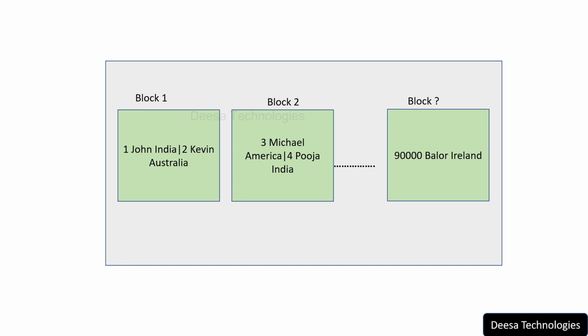But what is the disadvantage of this? For the same query, if I wanted to just get all the IDs, I don't want to get the name or the country. I just want to get all the IDs, all the 90,000 IDs. Because each ID is present in different blocks, you will have to go to block 1, block 2, you have to scan all the blocks to get all the IDs. So that's the disadvantage of having the data stored in the row format.